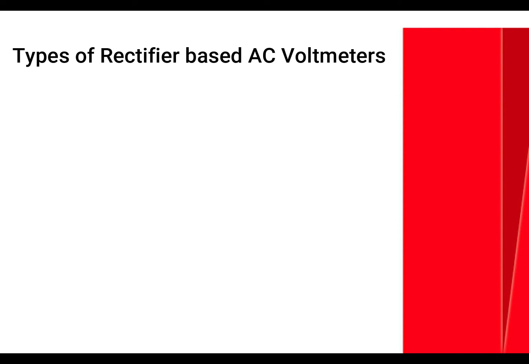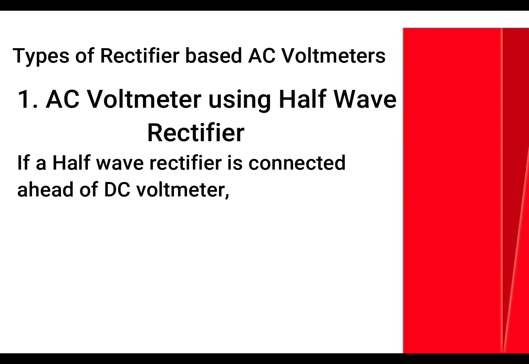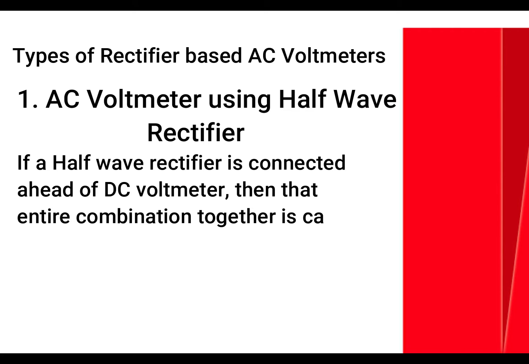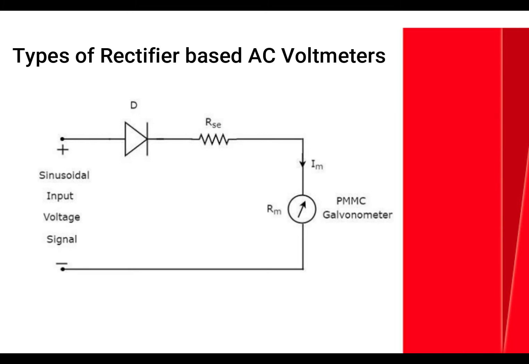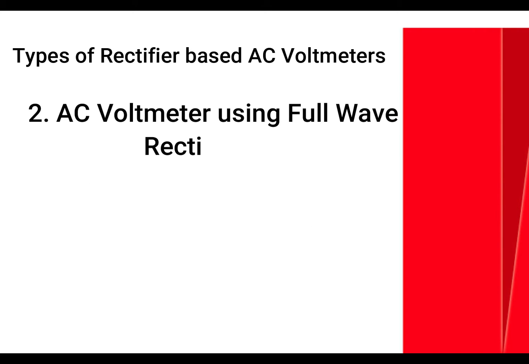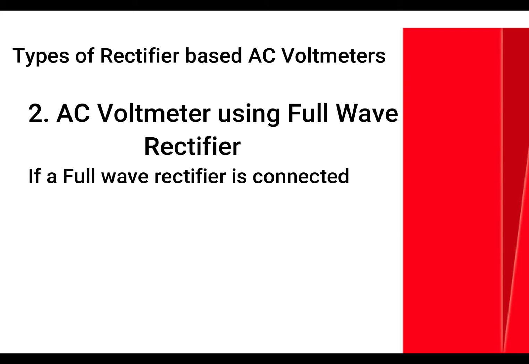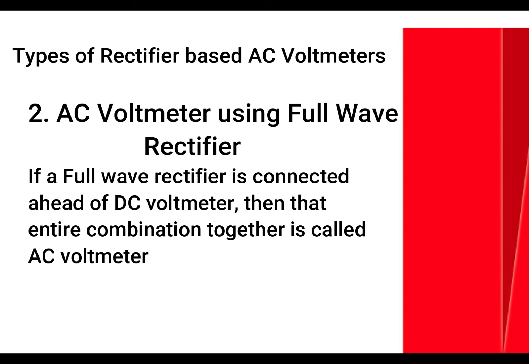Types of rectifier-based AC voltmeters. AC voltmeter using half-wave rectifier. If a half-wave rectifier is connected ahead of a DC voltmeter, then that entire combination together is called AC voltmeter using half-wave rectifier. AC voltmeter using full-wave rectifier. If a full-wave rectifier is connected ahead of a DC voltmeter, then that entire combination together is called AC voltmeter using full-wave rectifier.